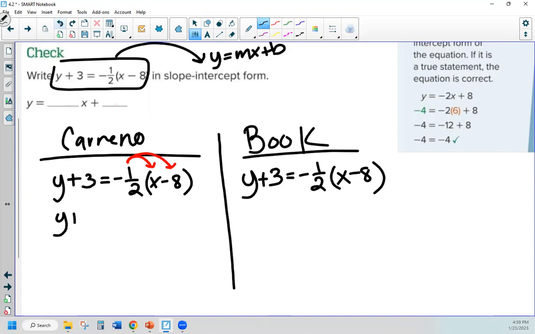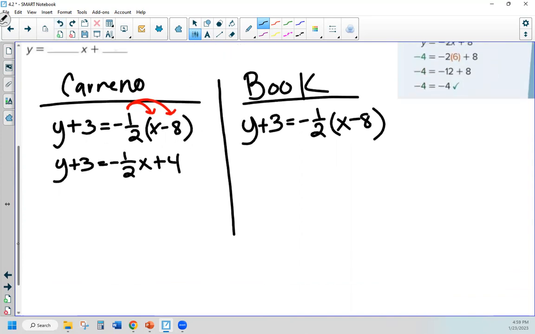So we have y plus 3 equals -1/2 times x is -1/2 x. -1/2 times 8, that's going to give me a +4. Remember that negative times negative is positive. And anytime you multiply a number by -1/2, you're just cutting that number in half. So half of 8 is 4.